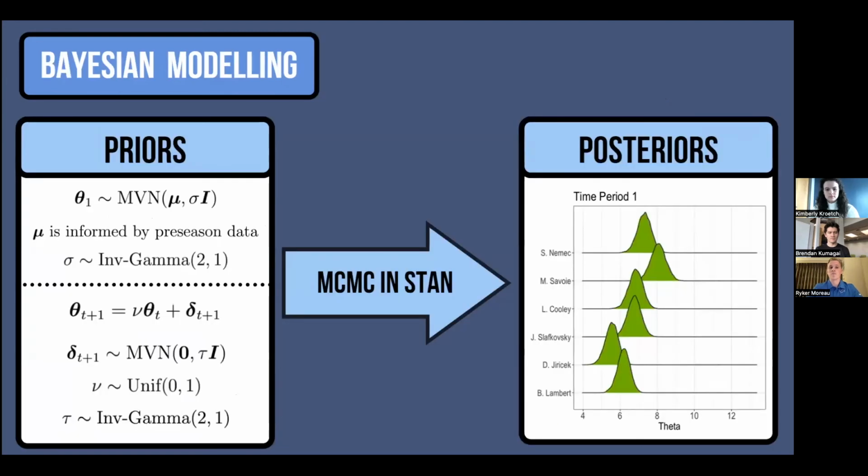As mentioned, we use a Bayesian approach in our model. The full details of how we obtain the posterior draws are explained here. The distribution of time period 1 is multivariate normal with mean mu and variance covariance sigma. We obtain mu from the preseason data, and sigma comes from an inverse gamma distribution. We then progress through the time periods as stated previously with that autoregressive process. The priors on those parameters in the autoregressive process are as follows. So we have nu from a uniform distribution, and tau is from an inverse gamma distribution.